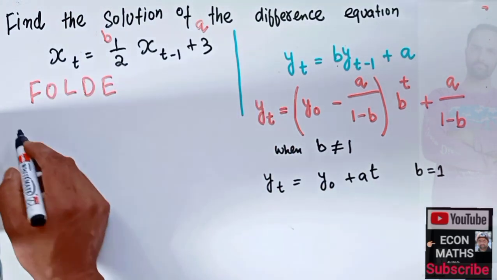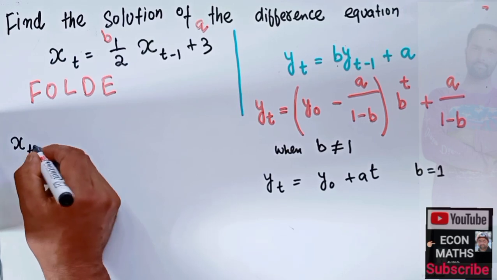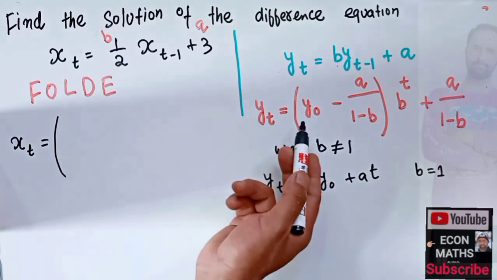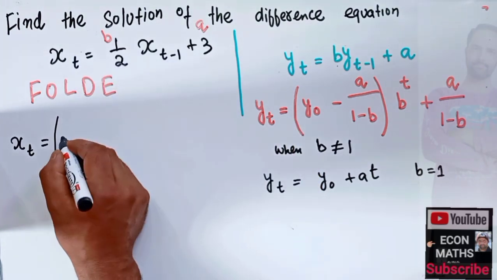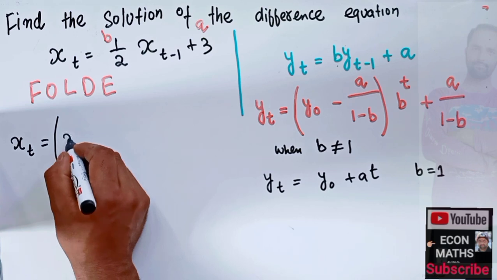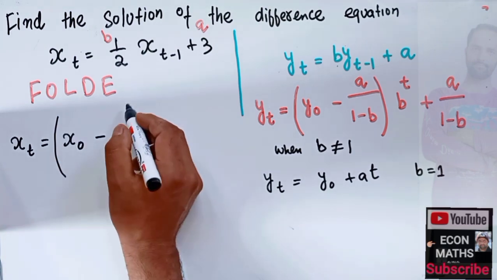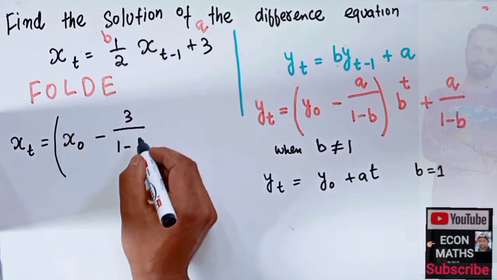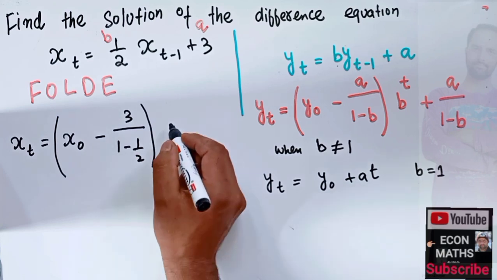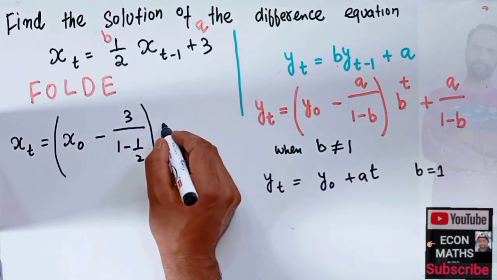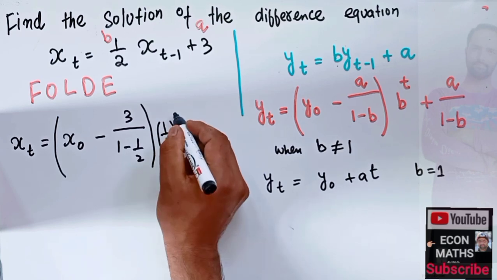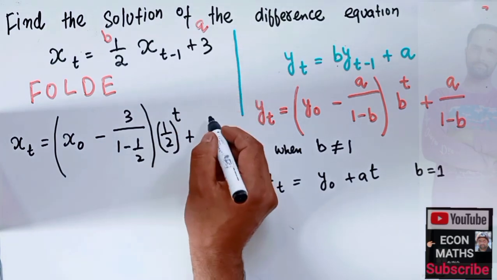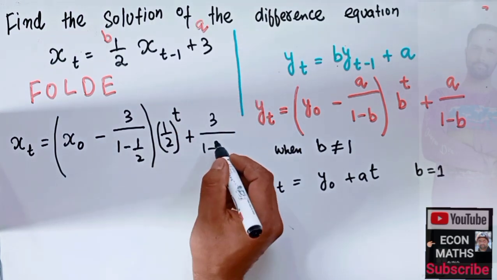Then the solution of this first order linear difference equation will be, in place of y_t we have x_t, so x_t will be equal to the initial condition, in place of y_0 we have x_0, so x_0 minus a, where a is 3 divided by 1 minus b, which is 1 upon 2, raised to the power t, plus again a, which is 3 divided by 1 minus 1 upon 2.